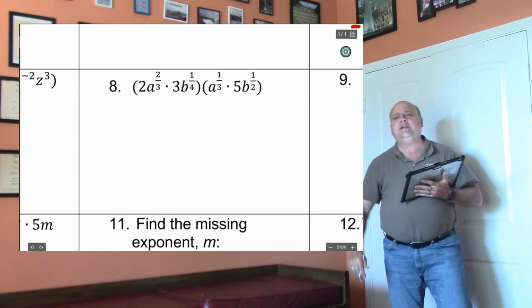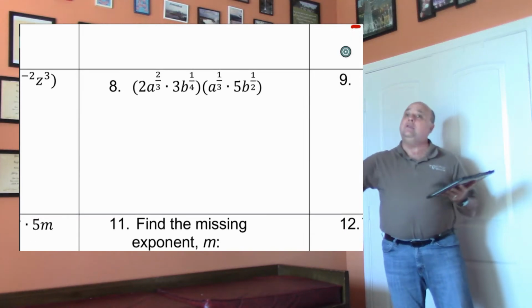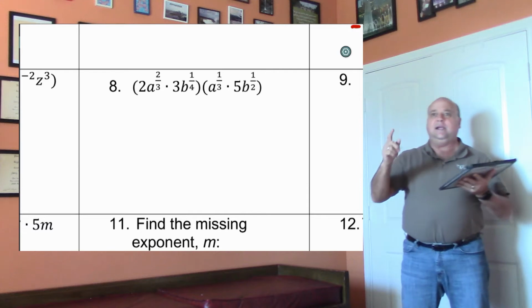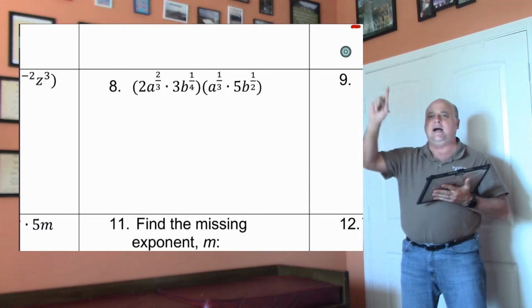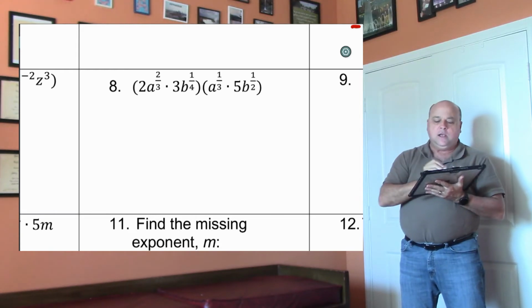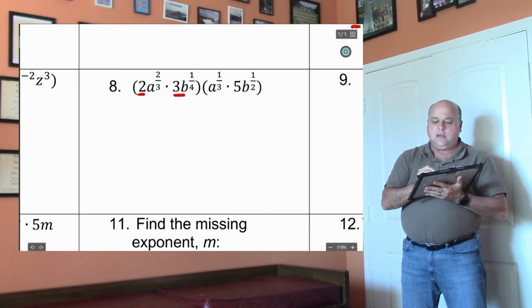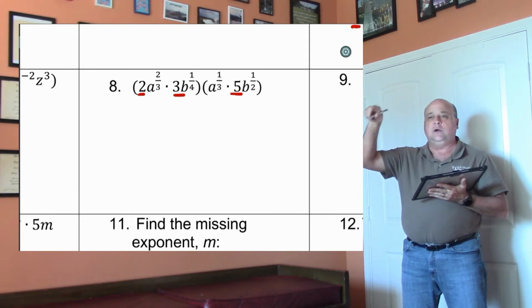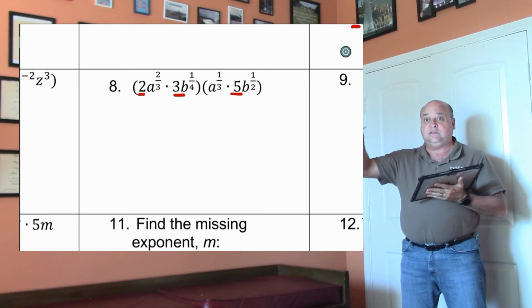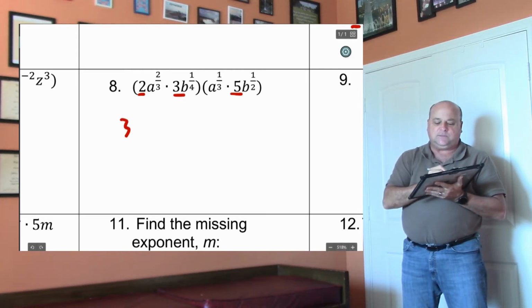Let's go to number 8. But Mr. Jones, it has fractions. It's okay, you've got a calculator. The calculator will add up the fractions. So let's do this. We're going to do sign, number, letter, exponent. Our coefficients are 2, 3, 1, and 5. So 2 times 3 is 6, 6 times 1 is 6, 6 times 5 is 30. That's my number.